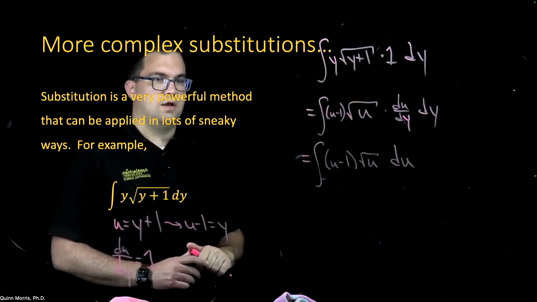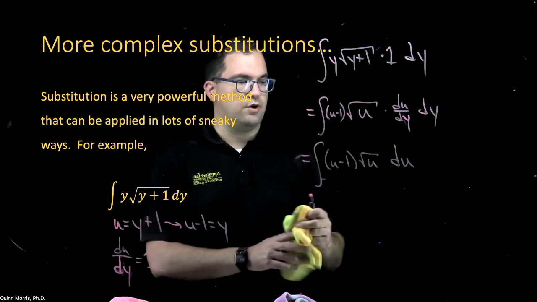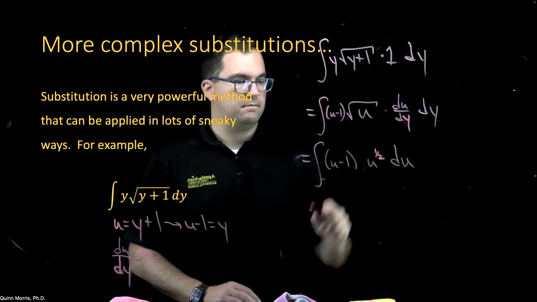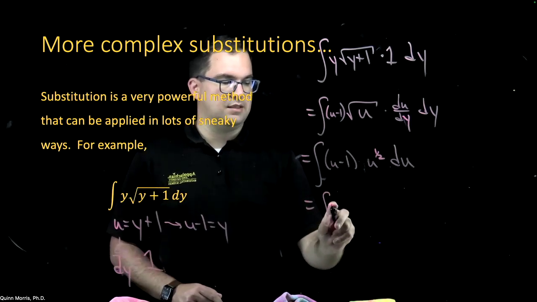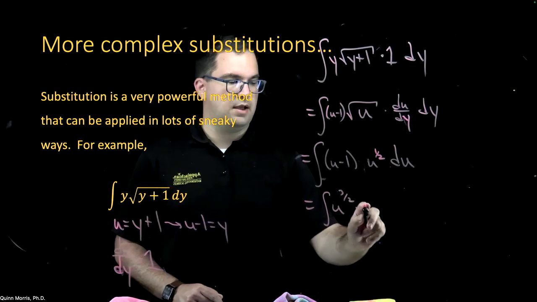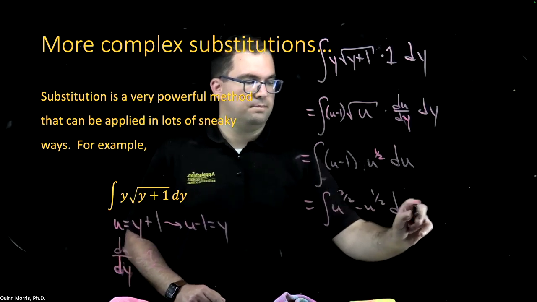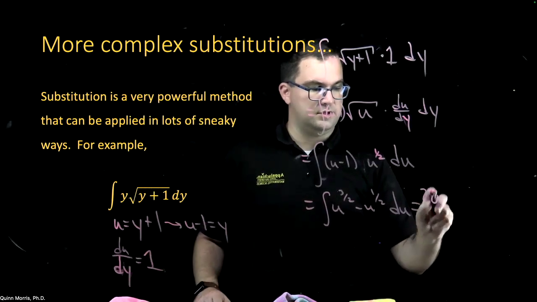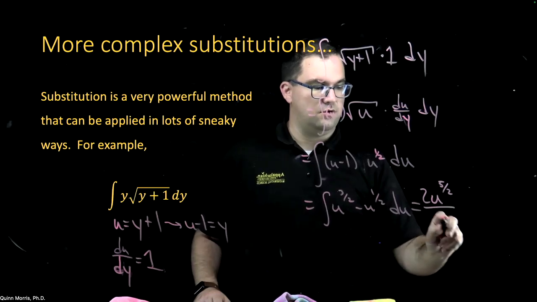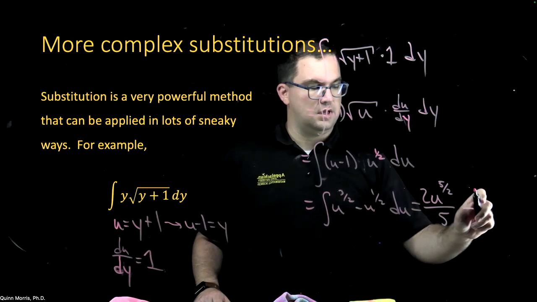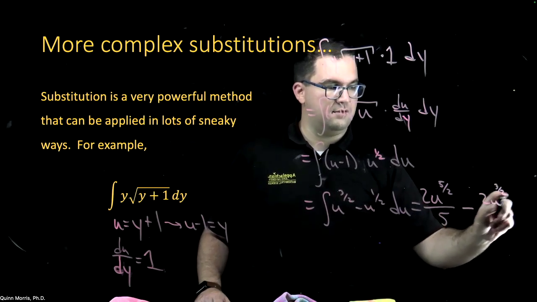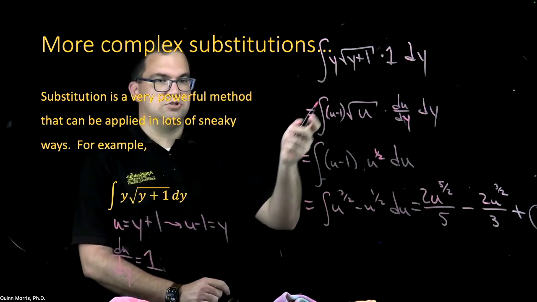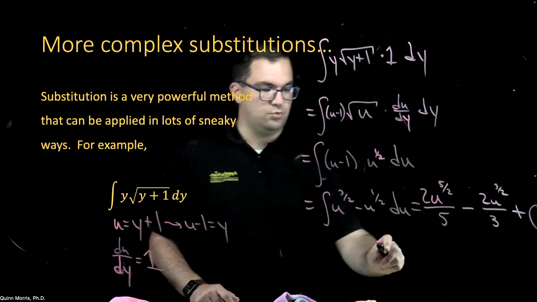du. And this is now much nicer because if I think of this square root of u as being u to the 1/2, then I can distribute this and I get the integral of u to the 3/2 minus u to the 1/2 du. And so just quickly applying the power rule, I get 2u to the 5/2 over 5 minus 2u to the 3/2 over 3 plus c. And then at the end, I would just need to plug back in what my u was. My u was y plus 1.